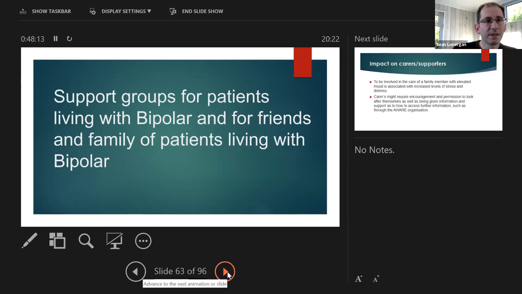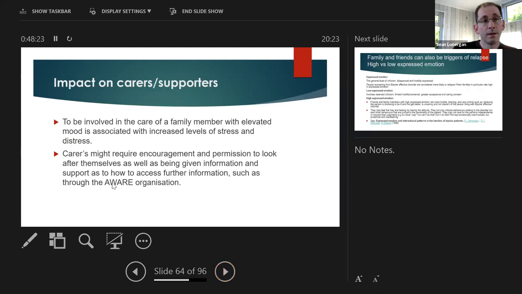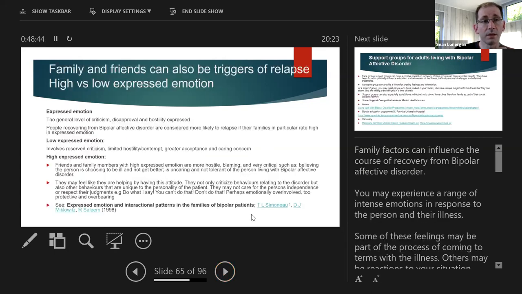And one of the things I really want to emphasize before we end is that there are support groups for patients living with bipolar and also support groups for friends and family members of patients living with bipolar. When we think about the impact on carers and supporters, anyone involved in the care of a family member with elevated mood is associated with increased levels of stress and distress for themselves. And carers might well require encouragement and permission to look after themselves, as well as being given information and support as to how to access further information, such as the AWARE organization. So I'm going to touch on that in one moment.